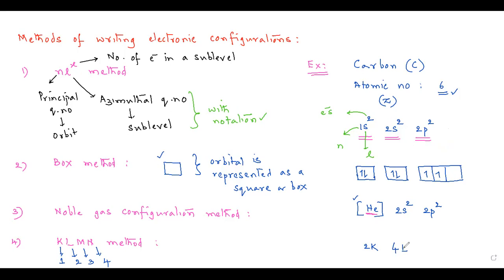Check out all the different types of writing electronic configuration. The most used are the first 2, the nlx method and the box method. Check out all these things. Of course, I'm going to give you many more examples, taking the periodic table into consideration.